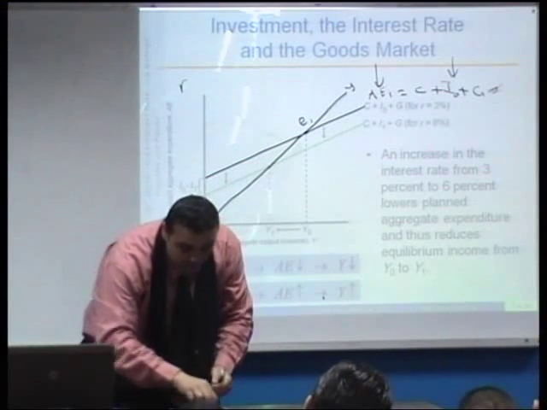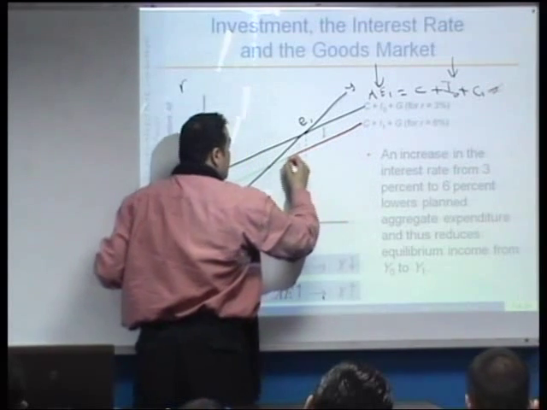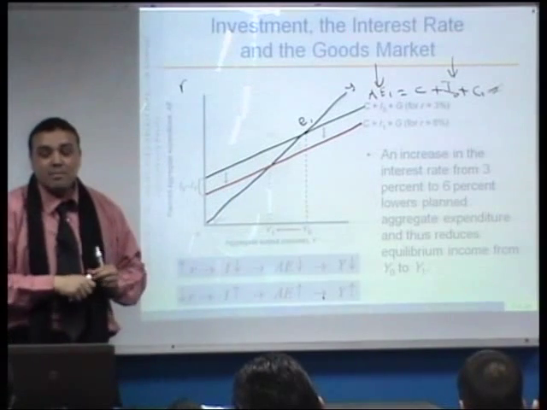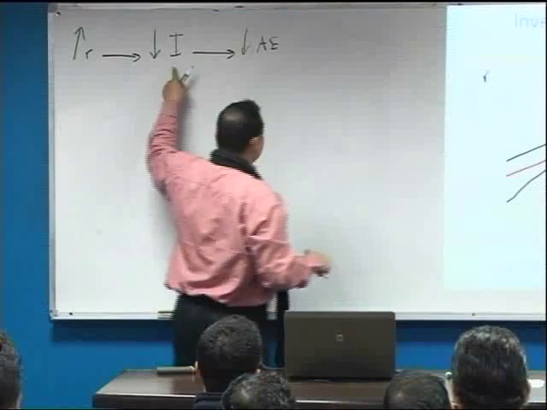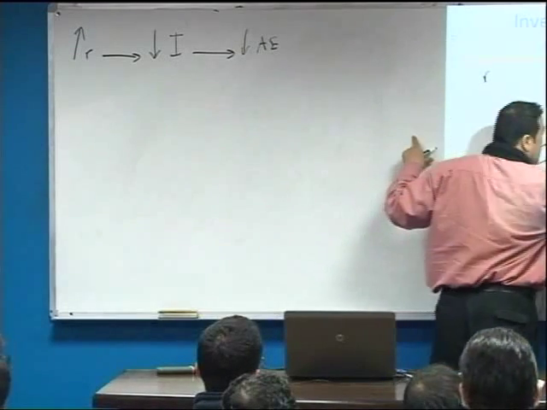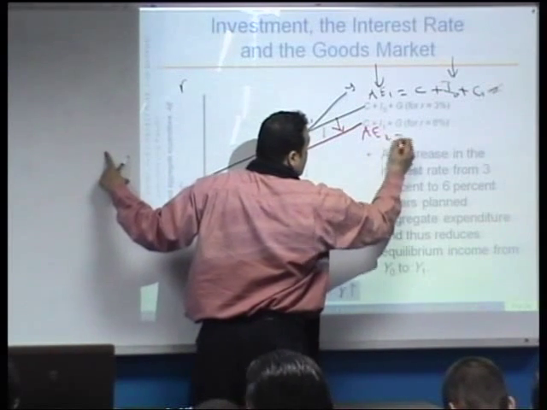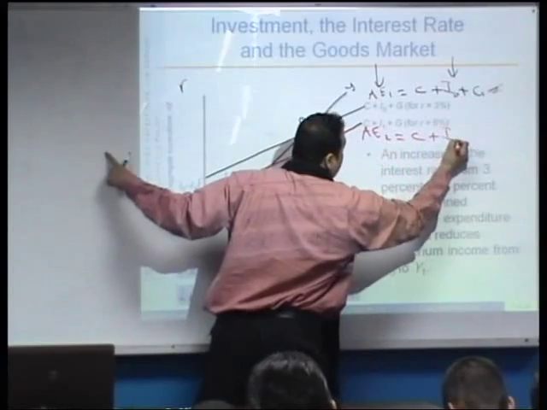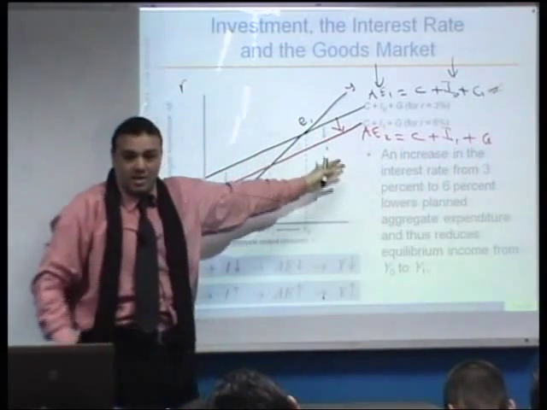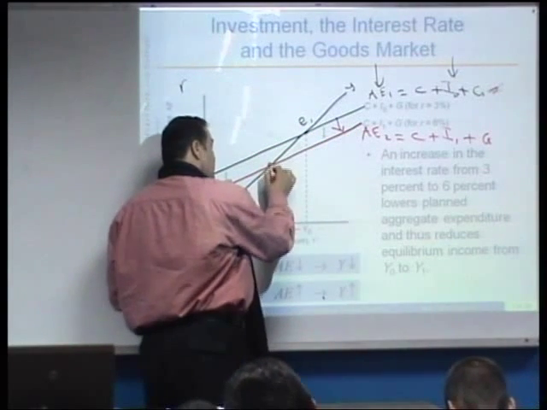So we have a new aggregate expenditure function. It shifted down by the amount of the decrease in I. Right? The value that fell in aggregate expenditure, from aggregate expenditure 1 to aggregate expenditure 2, equals C plus I1 plus G. We have a decrease in I, so aggregate expenditure decreased. Right or not? So we have a new equilibrium E2.